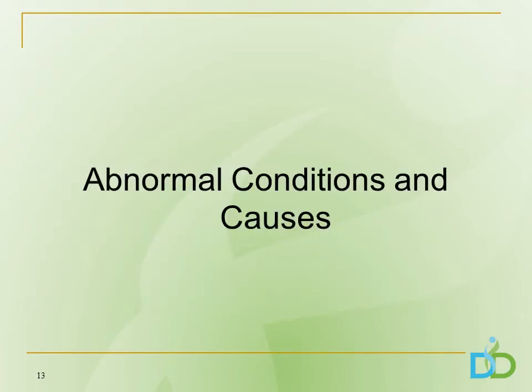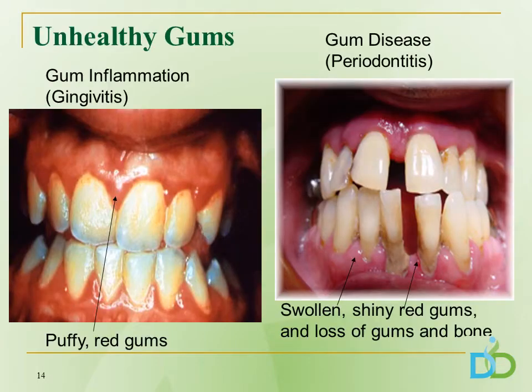Now let's talk about abnormal conditions and causes in the mouth. This is an example of what unhealthy gums may look like. The slide to the left demonstrates irritated, inflamed gums or gingivitis. Plaque is a film which forms on the teeth. If you take your finger and scrape your teeth, you might find some white, yucky material. That's plaque. Plaque is made up of food particles, bacteria, and saliva, which remains on the tooth surface after eating.